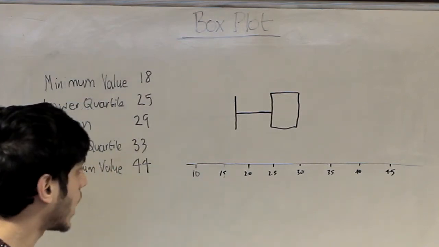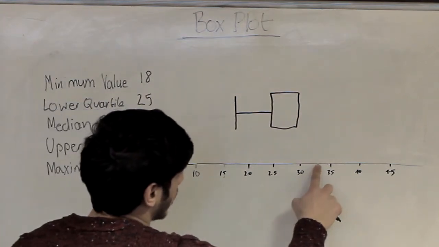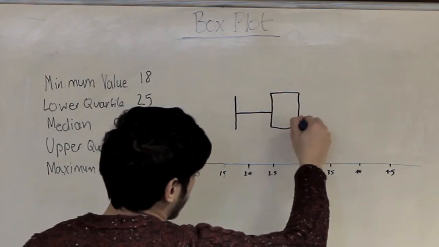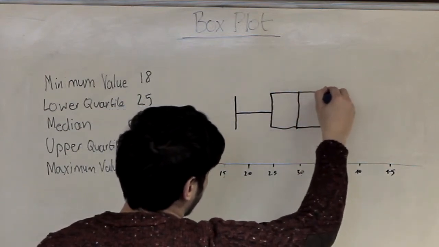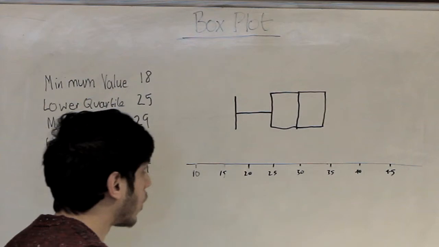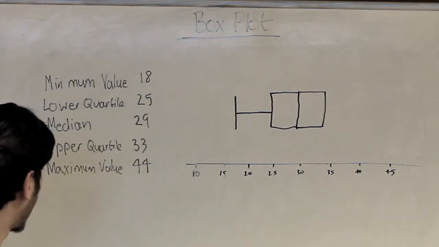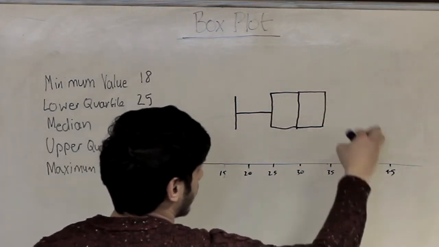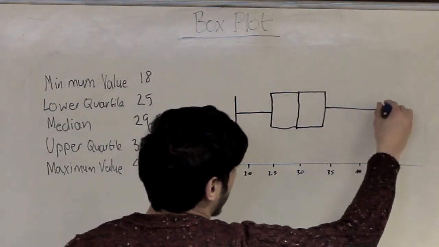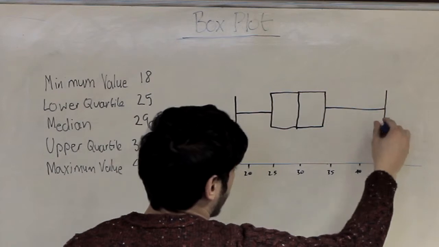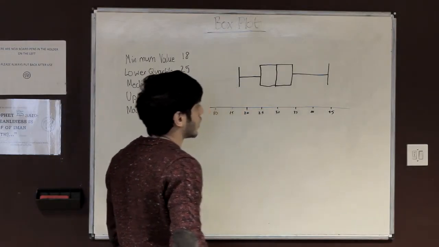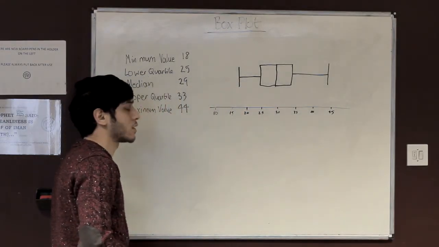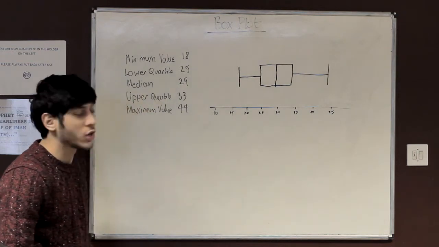And our upper quartile is 33, which is just there. So we're just going to draw upper quartile now. As you can see, we've got a box right there. And now we've just got a maximum value to do, which is 44, which is just right there. So we just draw a straight line. And we just finish off with another vertical straight line. And that's our box plot, and that's how you would plot it in your exam.